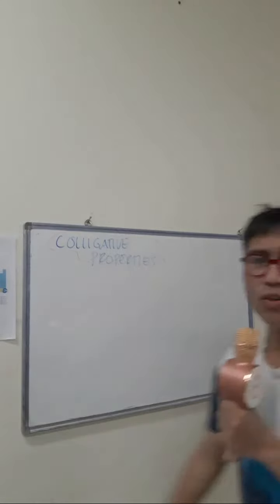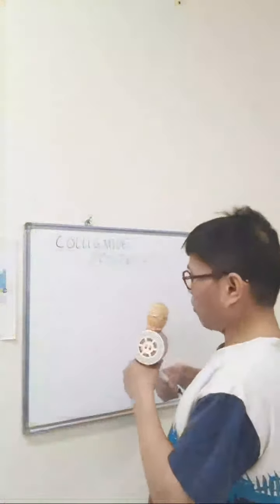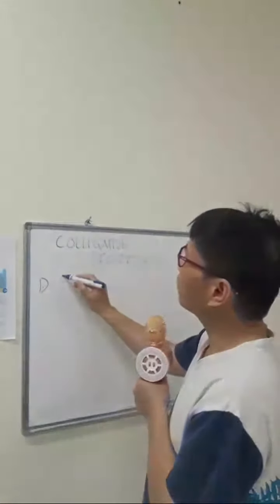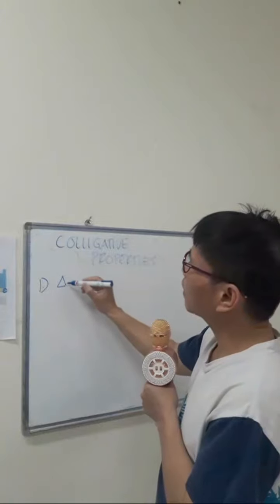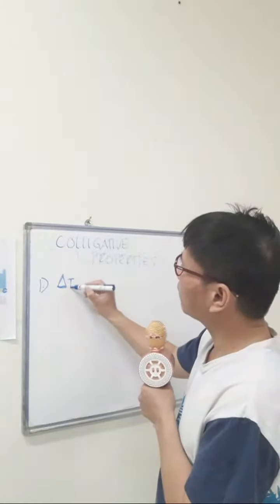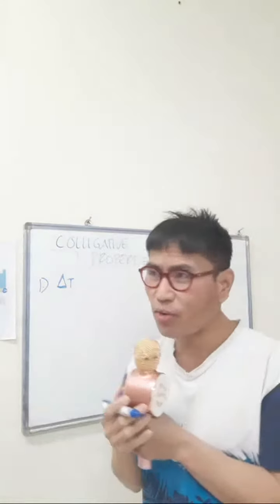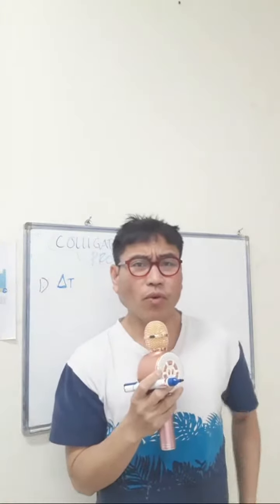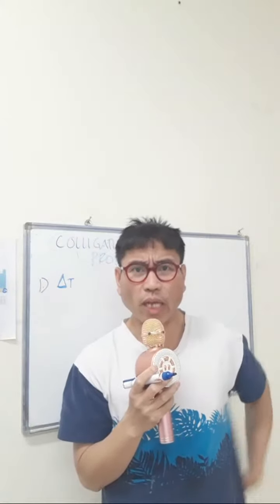Our first colligative property is boiling point elevation, delta TB. B stands for the boiling point. By the way, class, what is the boiling point of water? The boiling point of water is 100 degrees Celsius. So what is the boiling point?